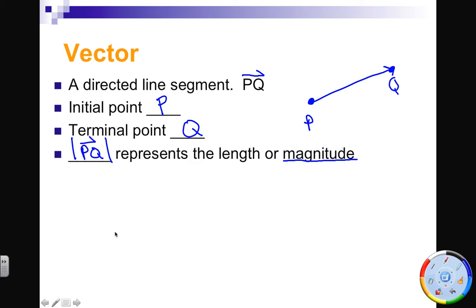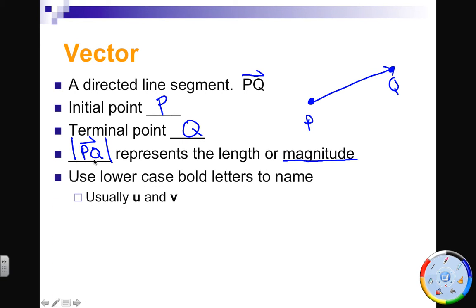Now that looks like absolute value, but here's where you have to take big notice of context. In this case, we're dealing with a vector, and therefore that means magnitude. If you might remember, the absolute value does mean length. It means distance from 0. So in our case, it's really just length. We're eventually going to get to 0, 0, but it's really just length. And if we have 2 points on a graph, we know how to find length. So you have to understand this is not absolute value. It's magnitude.